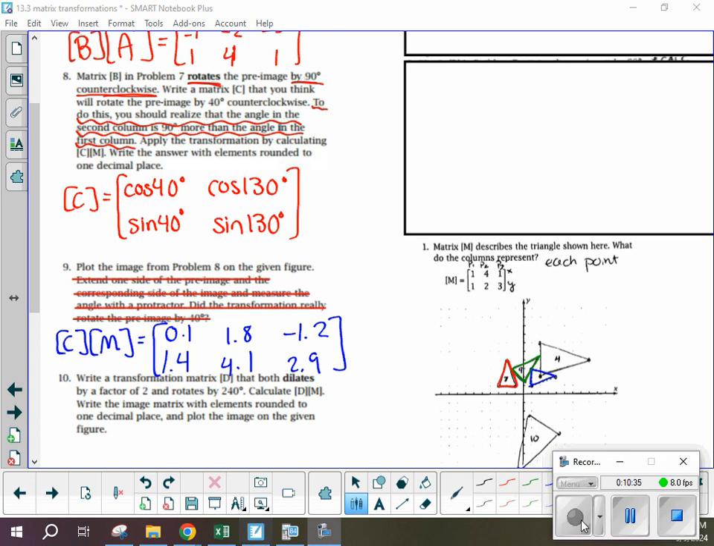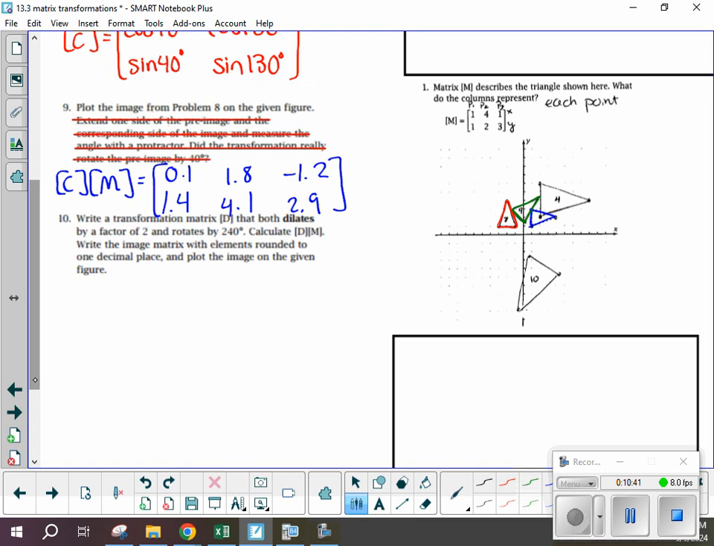Okay, last problem here, number 10. We're going to write a matrix that does both things: dilates by a factor of 2, so let's think about what that looked like from problem number 2, and rotates by 240 degrees. Now, you could do them one at a time, but let's jump to the short version. We're just going to squish these into one big matrix.